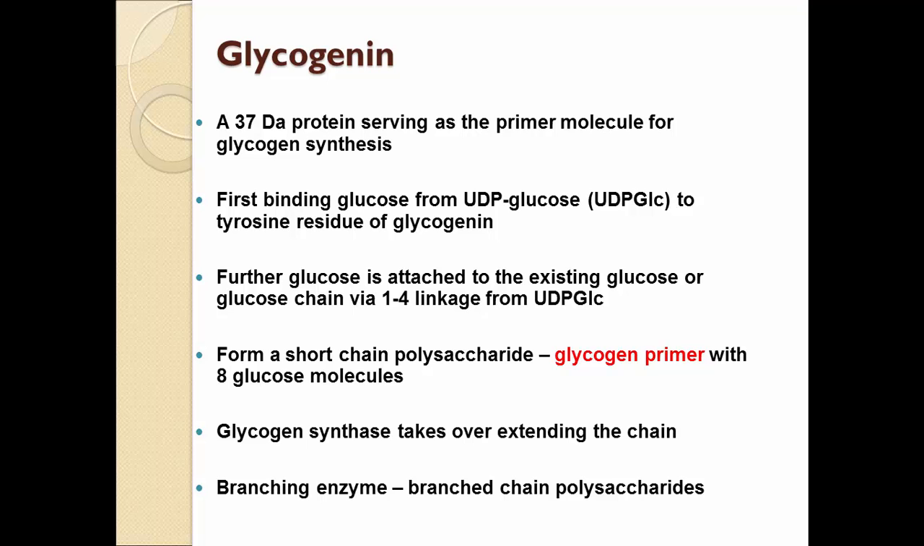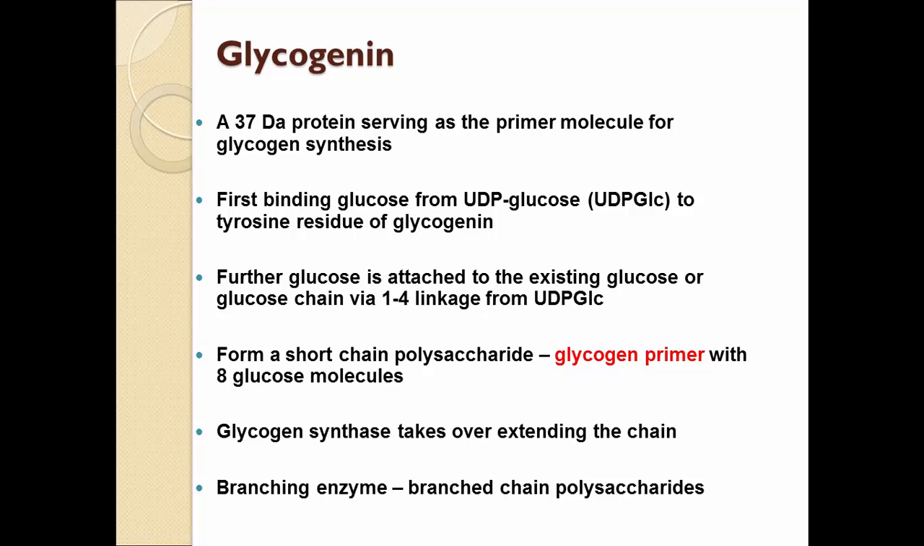And in this process, glucose is always carried by UDP, right? So always UDP-glucose adds a glucose to the glucose chain. Yes? I missed what 37 kDa protein. Oh, 37 kilodalton, like the molecular weight of the protein. So glycogenin's molecular weight is 37 kilodalton, right?